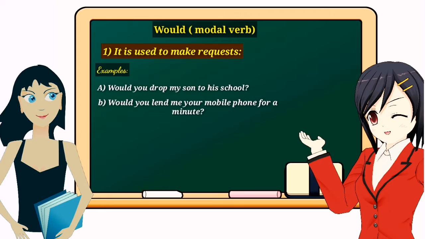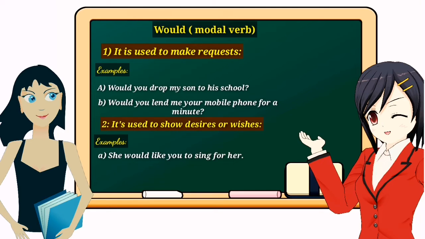And the second usage is, it is used to show desires or wishes. Yes, you are right, it shows desires or wishes. For example, she would like you to sing for her. It means that it is her desire that you sing for her. So here would is used to show desire.